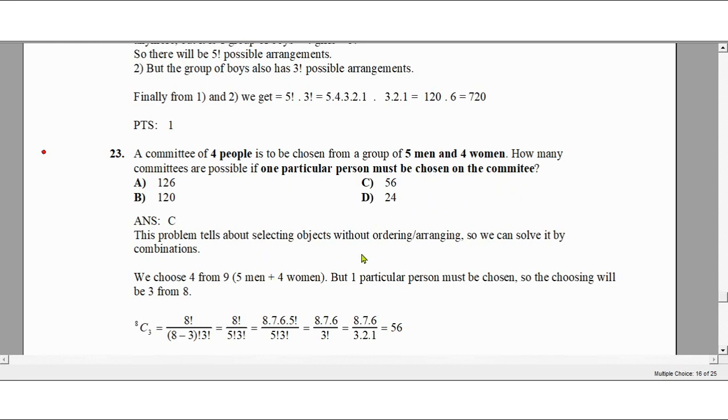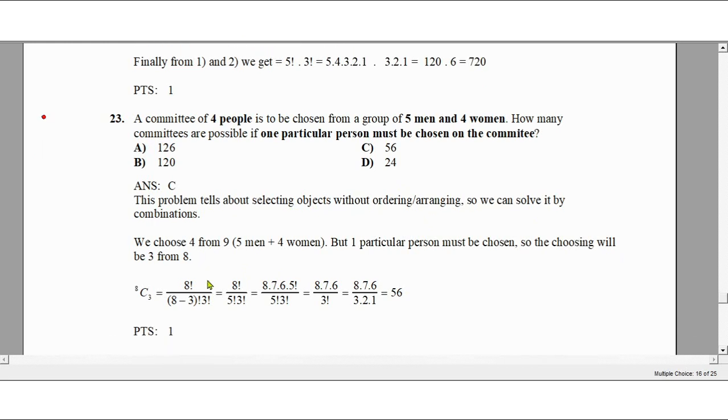This problem is actually simple because we need to choose 4 people from 9, right? 5 plus 4 is 9. And remember, this one is not arranging, because we are just selecting 4 people from 9. So it's selecting objects without ordering, so we can solve it by using the combination concept or combination formula.